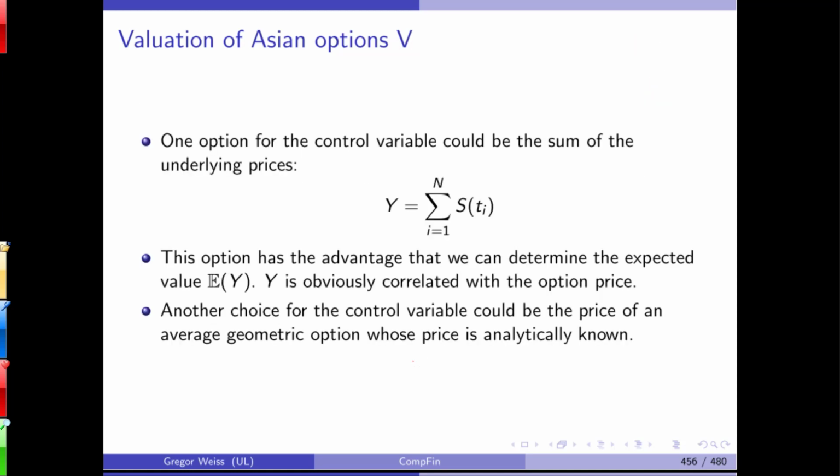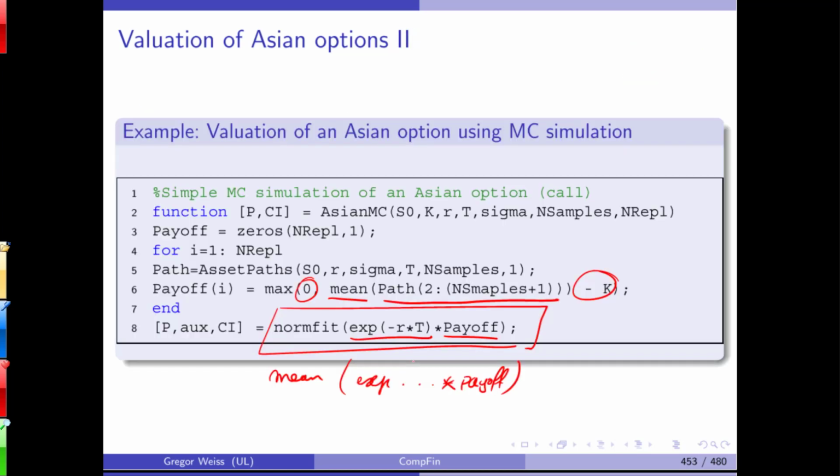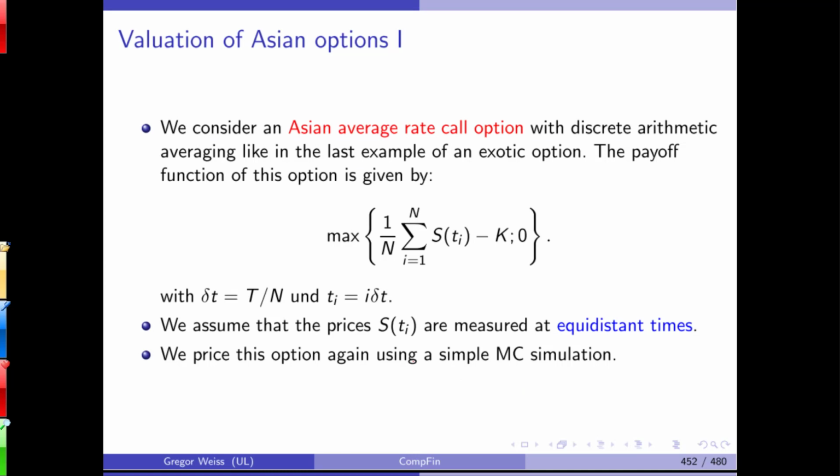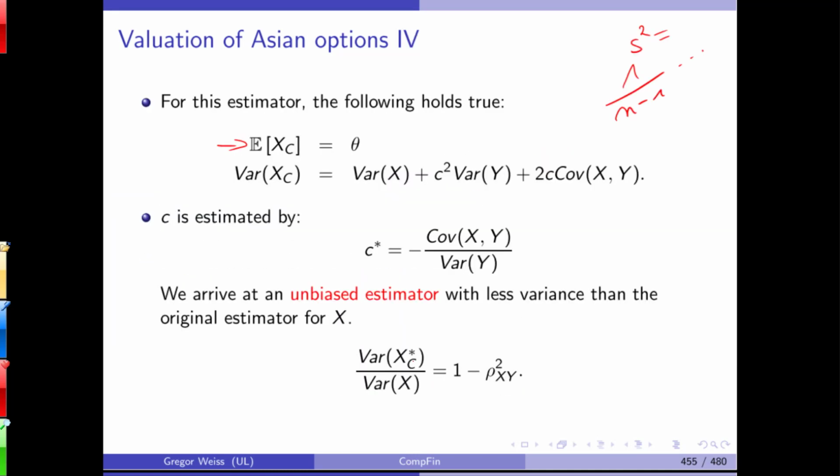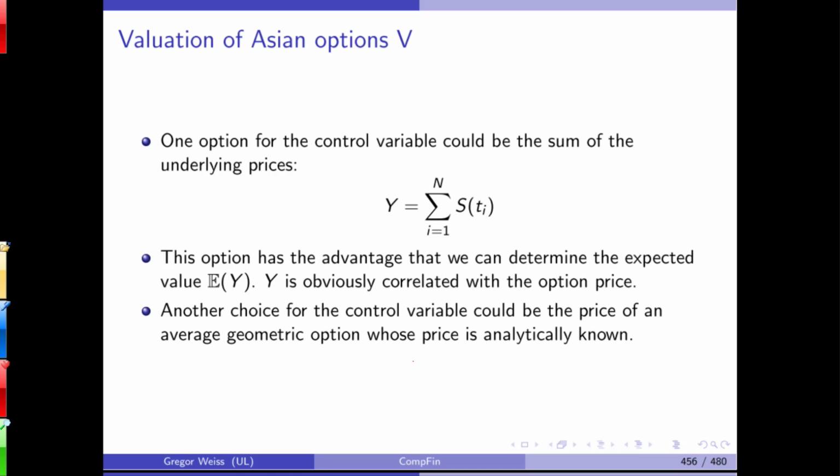So, one option for the control variable could be the sum of the underlying prices, in our case of an arithmetic Asian option, or no, this was an average Asian option, yeah? Asian average rate call option. Yeah? So this could be a choice. This choice has the advantage that we can determine the expectation of y. Y is obviously correlated with the option price.